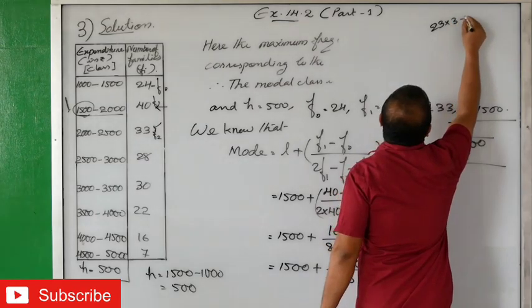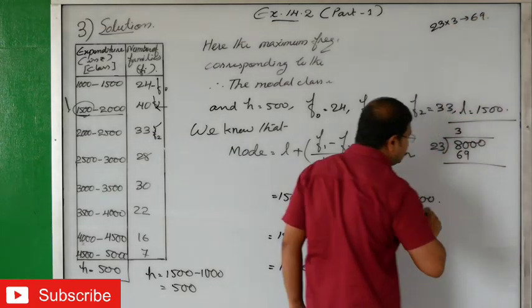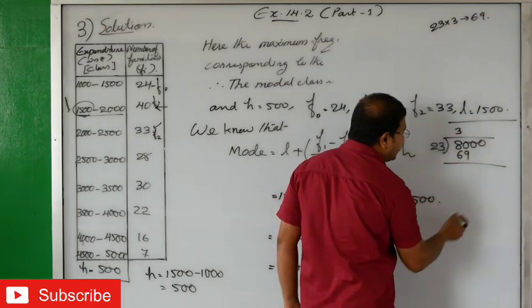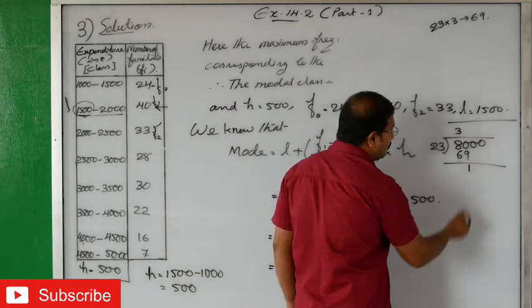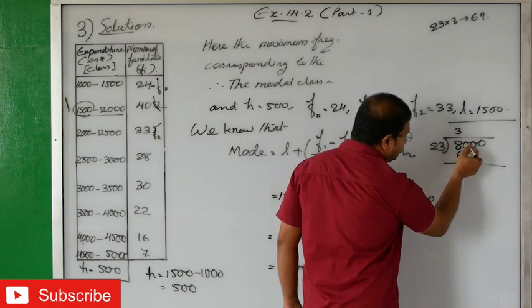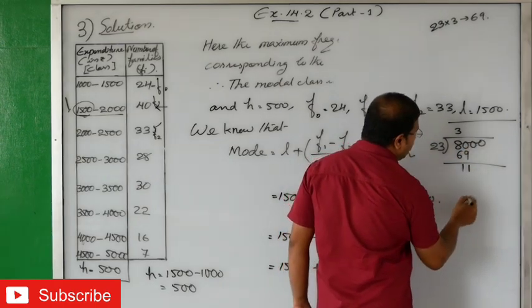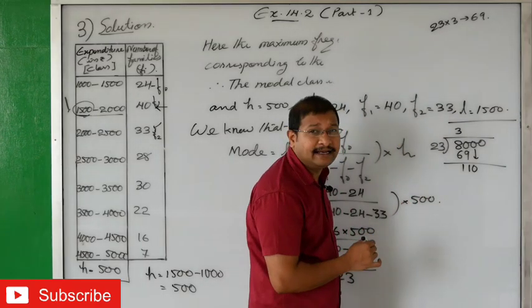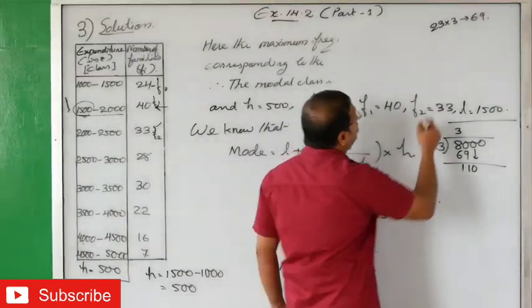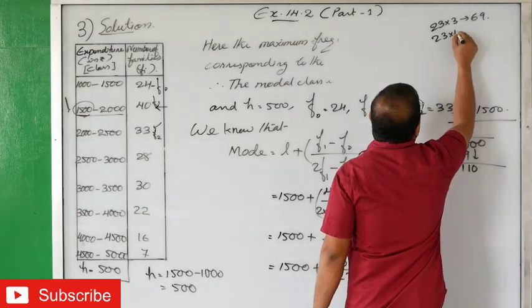23 into 3, we are going to get 69. Ready? Now minusing. 10 minus 9, 1. Now 8 means 7 here, isn't it? That means 7 minus 6, 1. Now we'll bring down 0. Ready? 110. 110 means 23 into 4. How much will you get?